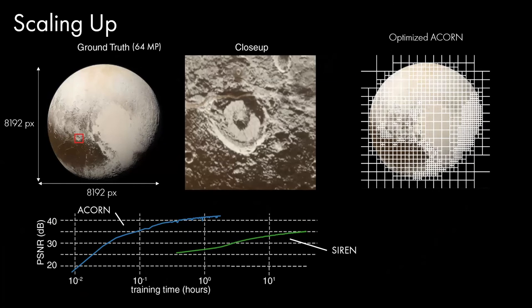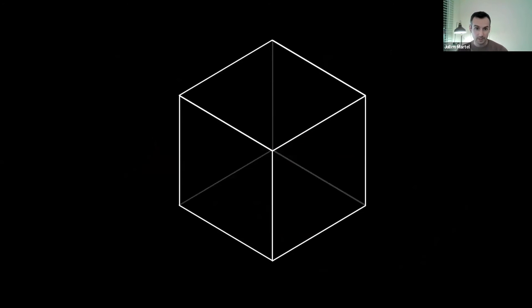So here we were looking at the same image at 64 megapixel resolution. This is a NASA image of Pluto. And so David will tell us about details of the architecture now.